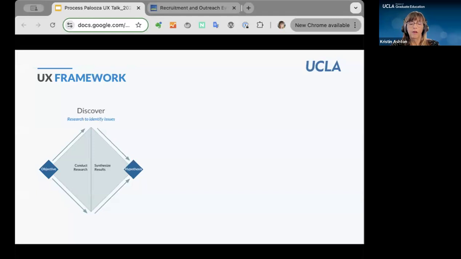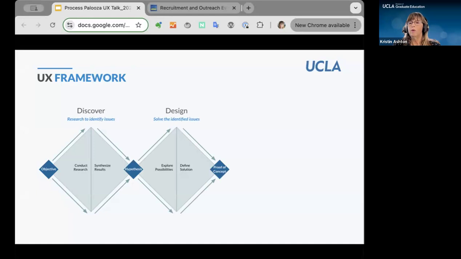And this is where we expand our understanding of a process and any of its problems by conducting research, discovery research. Then we synthesize that research and identify any issues and problems that might need solving. In the second diamond of the framework is the design stage, and this is where we might explore possibilities, and then we might communicate those in a solution, which typically for us is a mock-up or a prototype. And we might call this prototype or mock-up a proof of concept.